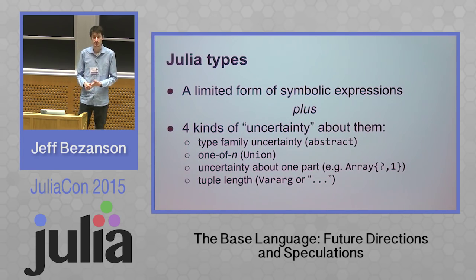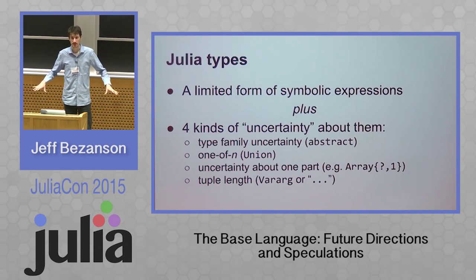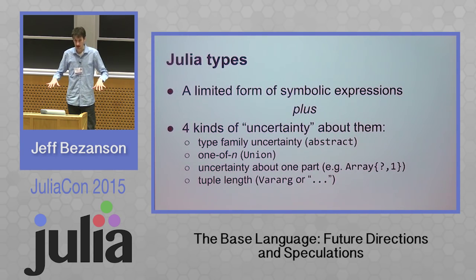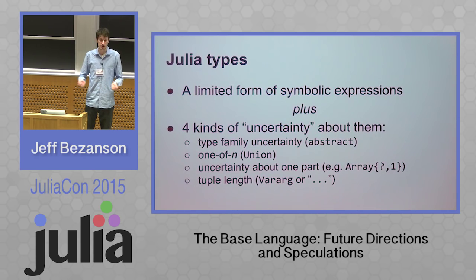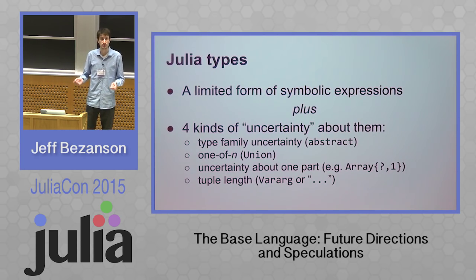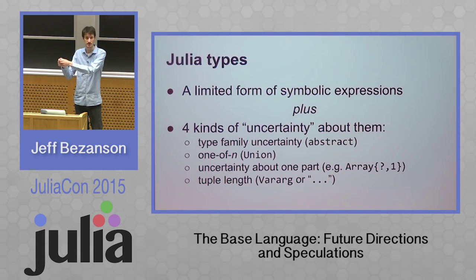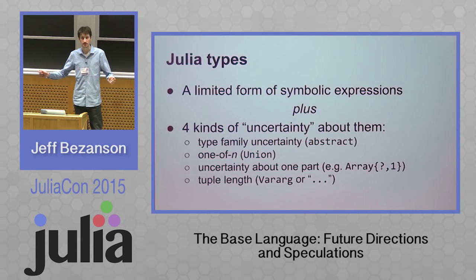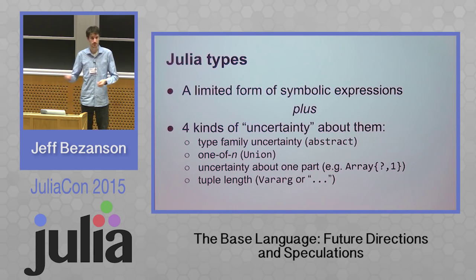One of them is uncertainty in a type family or type tree sense, where you have this tree of abstract types, sort of an inheritance thing. Also you can have a one-of-n: I know that the thing I have might be one of these four things, but I don't know which one it is. That's the type union. Or you might have uncertainty about one part of one of these. I could have, say, an array type, and I know most about it, but there's one little part where I don't know what it is. So there's a hole in there. That's a third form of uncertainty. And then you can talk about things that might be any length. This is basically the var-args methods, where you have a dot, dot, dot, and you don't know how many actual arguments you might get.